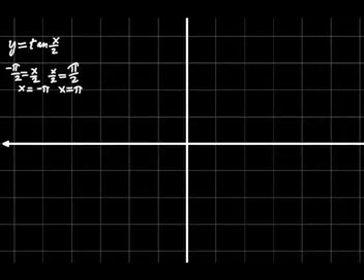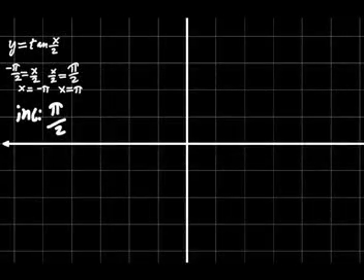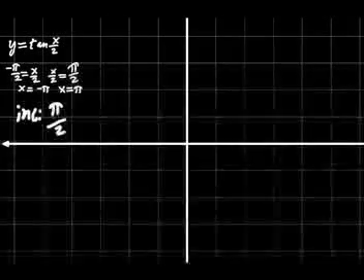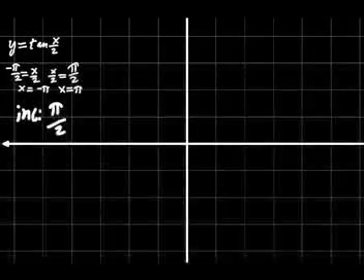So I'm going to do an increment of pi over 2. The original one was pi over 4. Now it's pi over 2. And it's halfway between, actually not halfway, it's 3/4 of the way between this one and this one.